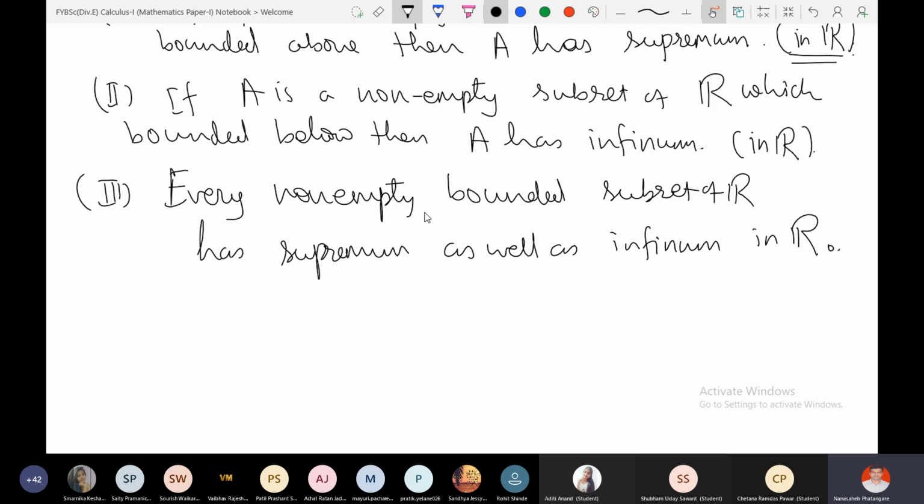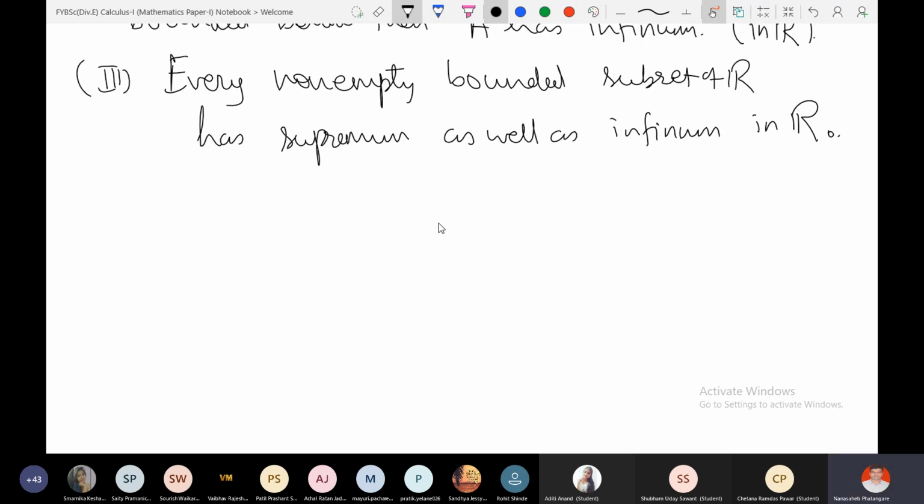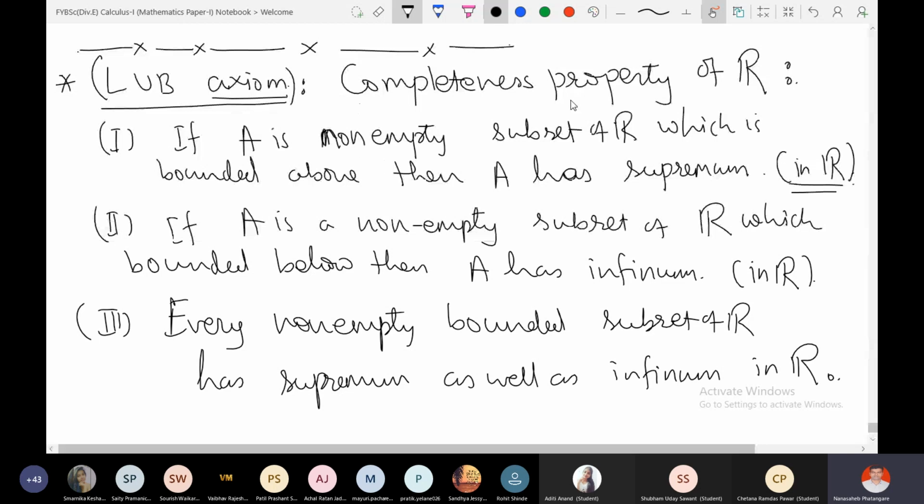So the gaps were filled, and then the line becomes complete. That's why these axioms are called completeness axioms or the completeness property. Is it clear? Do you understand what is the meaning of completeness?